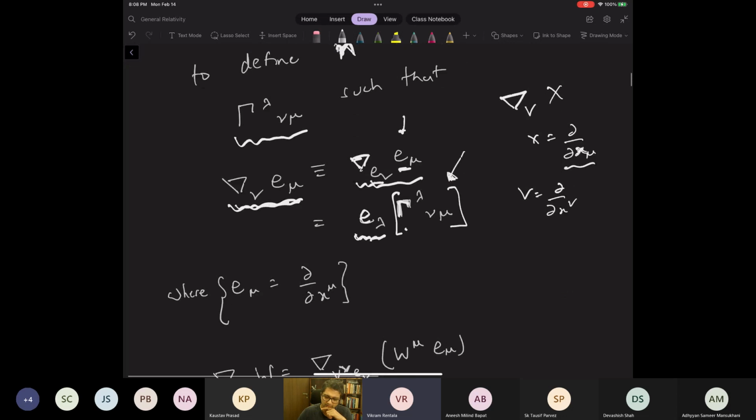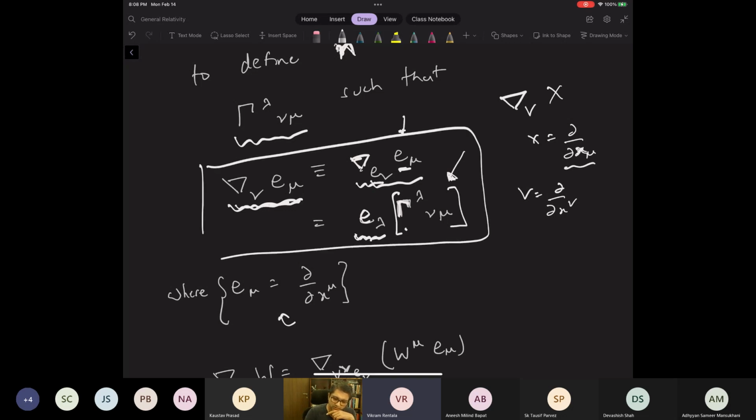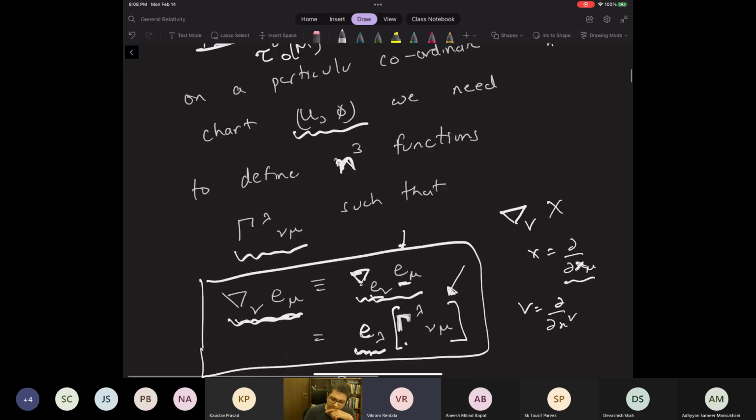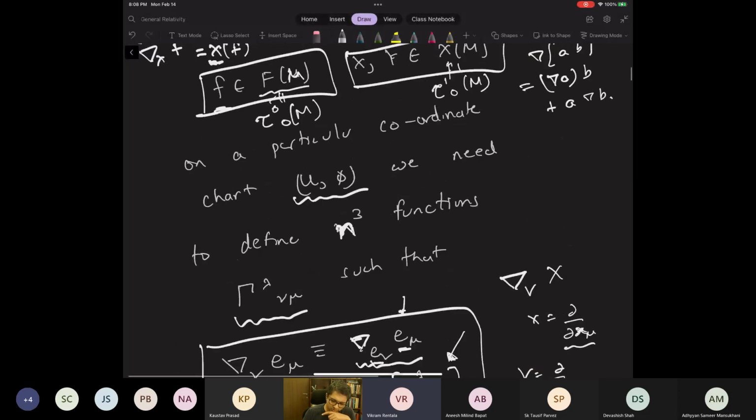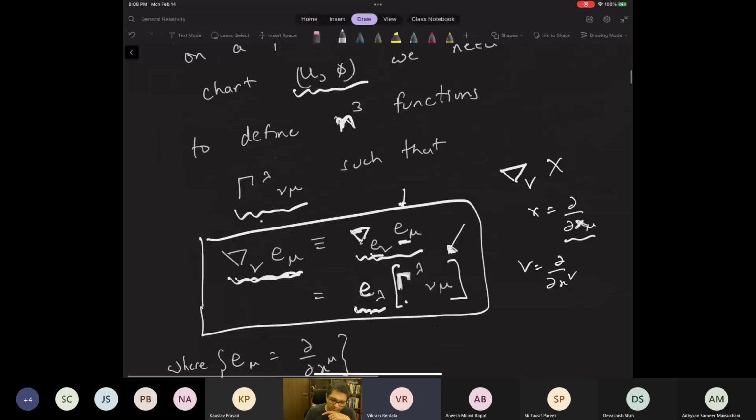Okay, where these e mu's are just partial x mu. These are your original basis vectors. So, the result of acting on any particular basis vector should just return for you some vector in the space. This vector can be expanded in some basis again, the same basis e lambda. All we need is some basis coefficients, which is gamma, lambda, nu, mu. So if we specify these coefficients at every point on the manifold, we specify the action of this derivative.